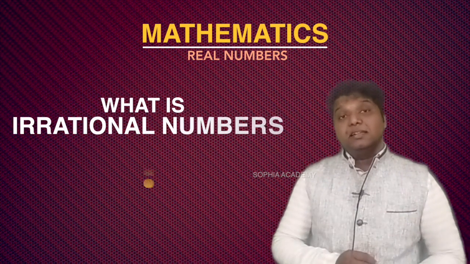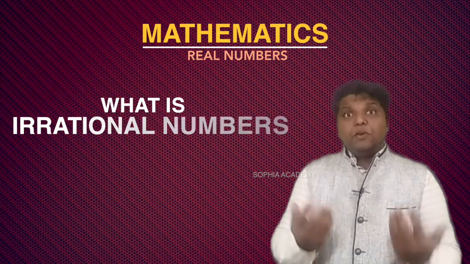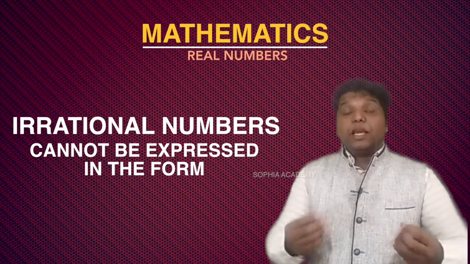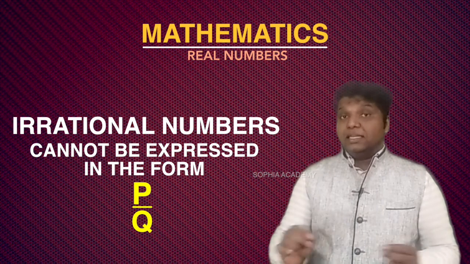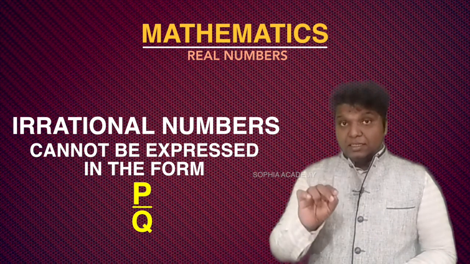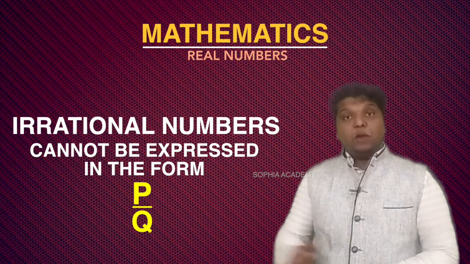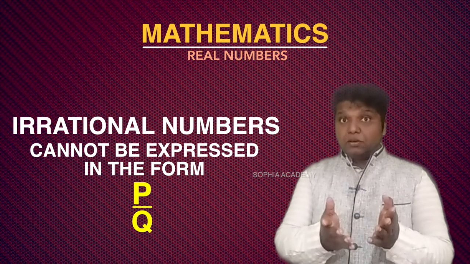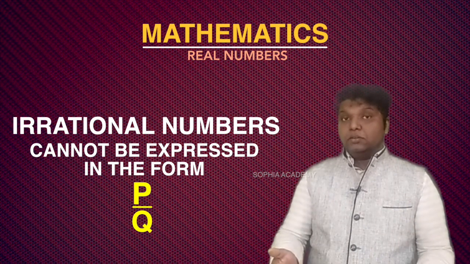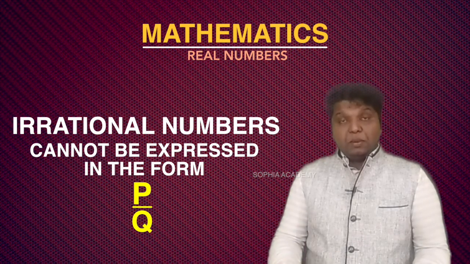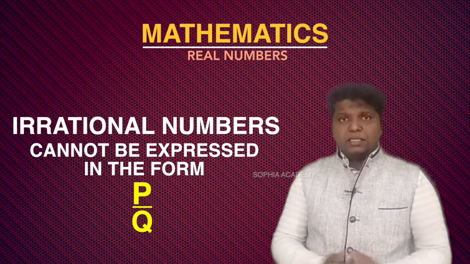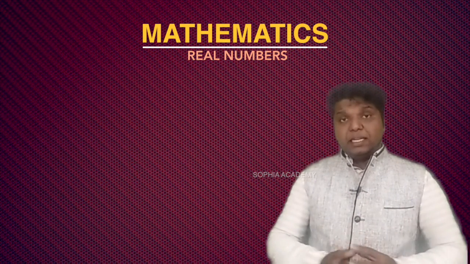Then what is irrational? If you cannot express any number in the form p by q, where p and q are integers, and the denominator part, that means q, should not be equal to 0. That means p can be equal to 0, right? Q should not be equal to 0 because divisibility by 0 is not possible. There is not even a multiplication table for 0, right? That's it. So these are the topics which we studied in our 9th class.